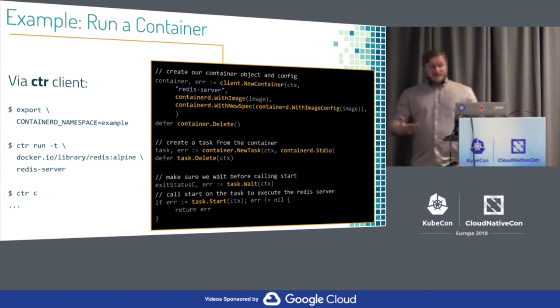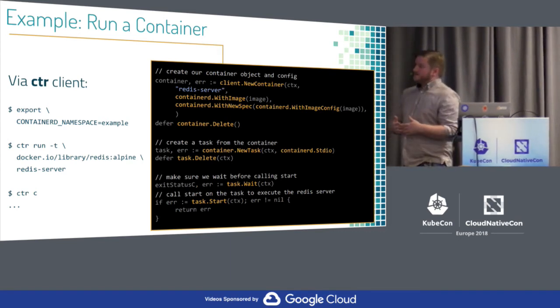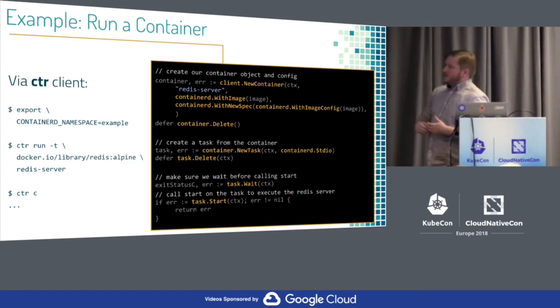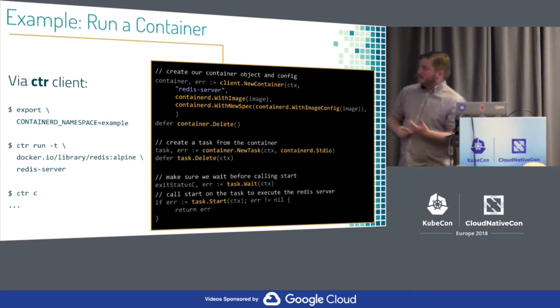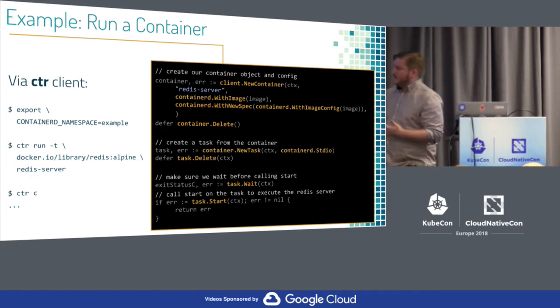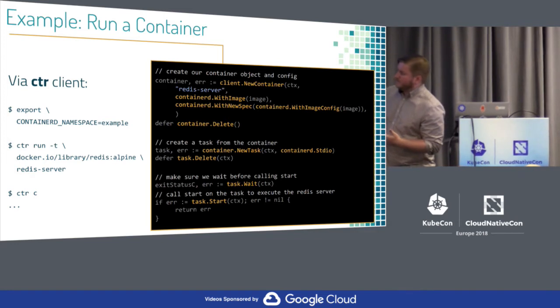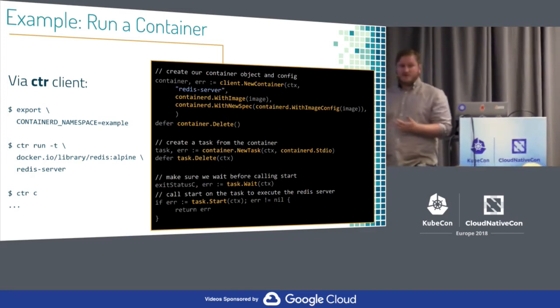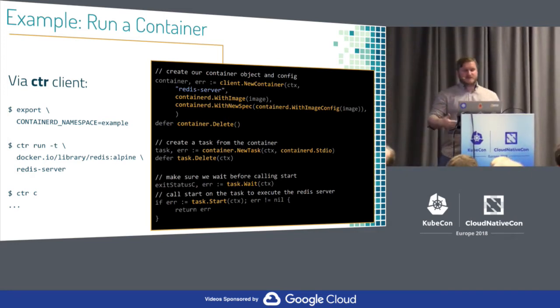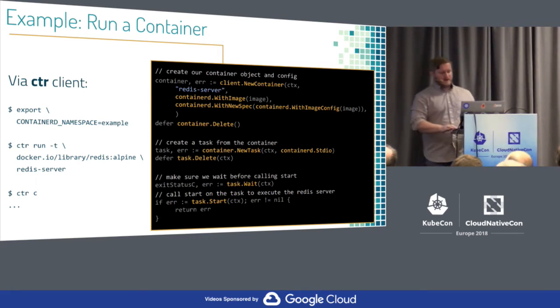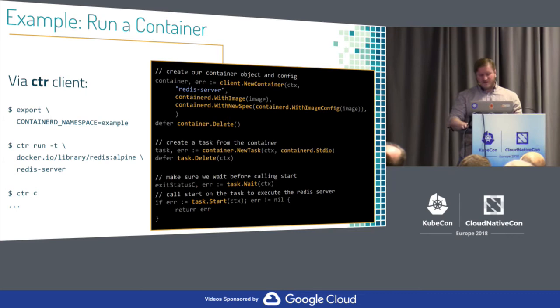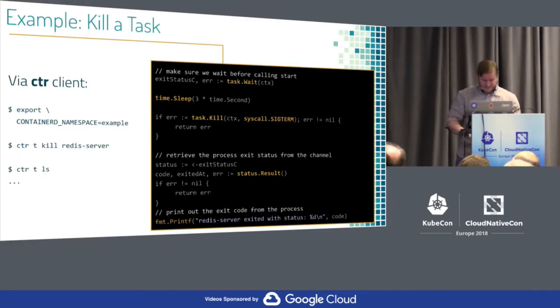So the next step is you wait on the task, and that just calls a wait API, and that gives you back a channel. And then you can wait on that channel later. I think we have an example following this. And then you can call task.start. So this is very similar to when you create a container in Docker, and then you start a container in Docker. And so you can do anything in between there and really hook into anything.